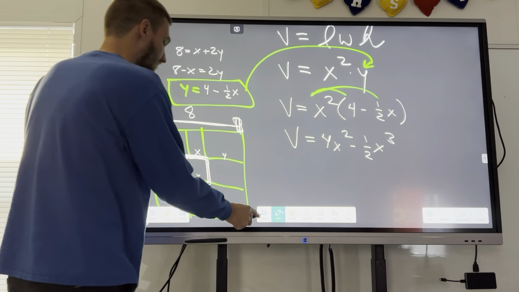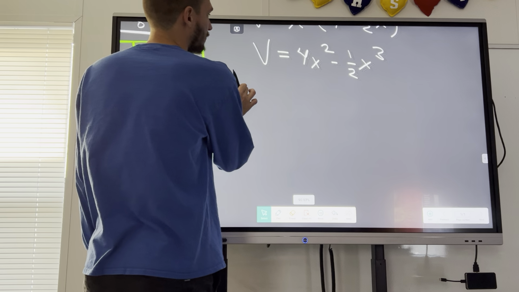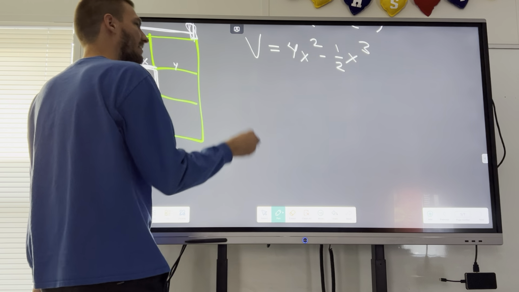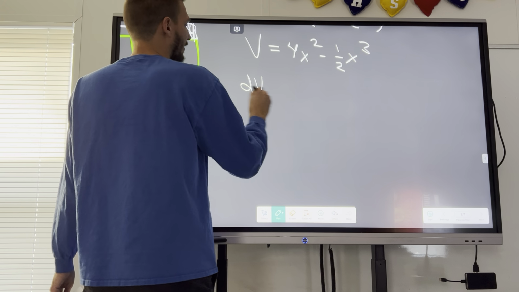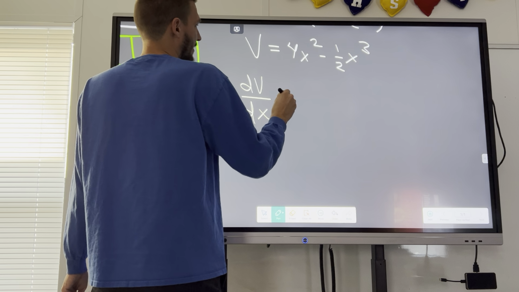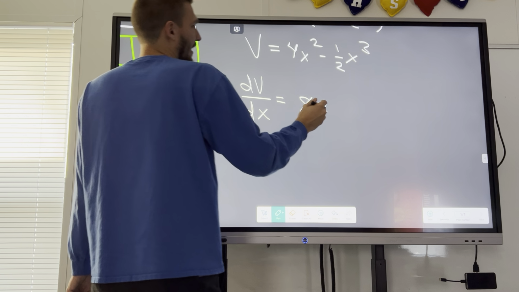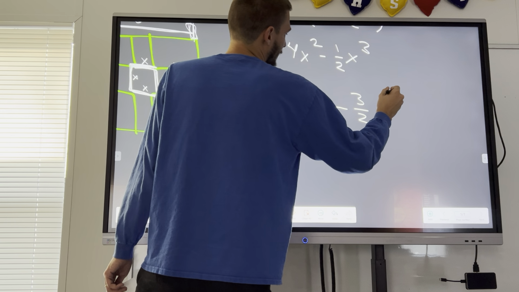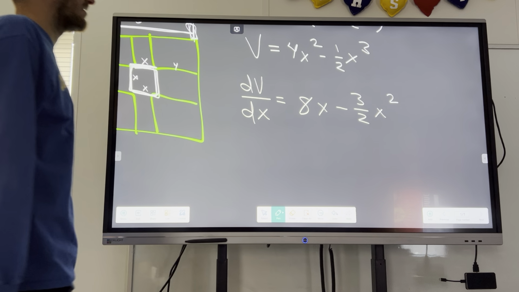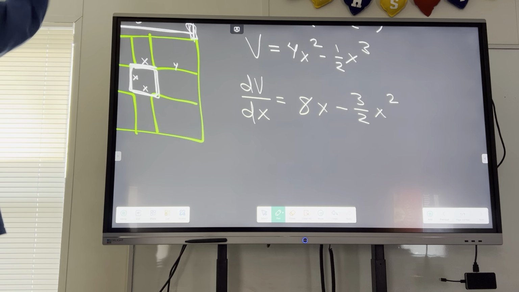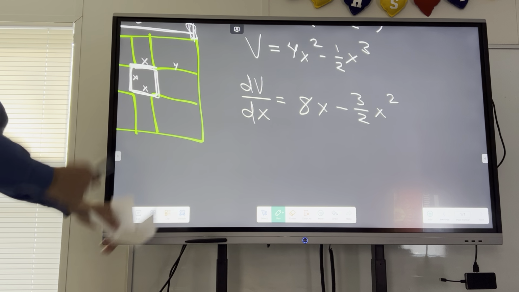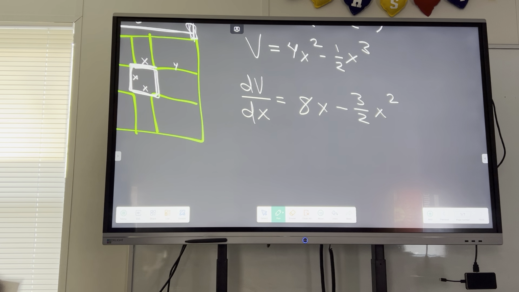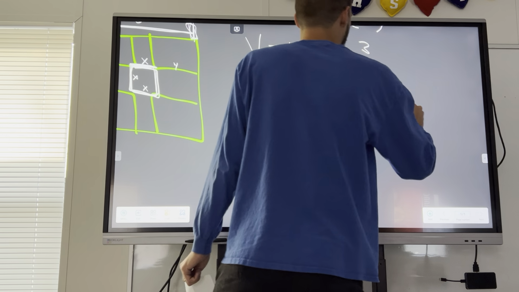Let's go, derivative time, equal to 0. The derivative of the volume with respect to x is equal to 8x minus 3/2 x squared, because I put the 3 in front, which is why I ended up on top of the 1/2. Everybody cool with that so far? Equal to 0.